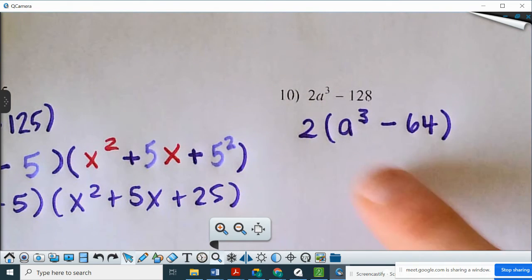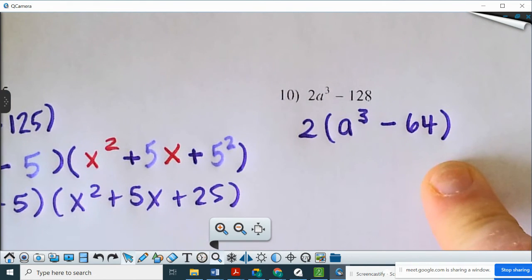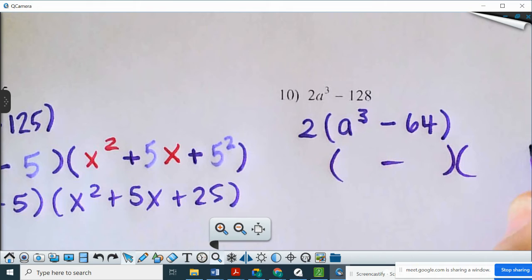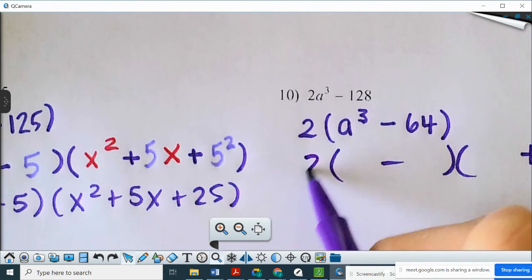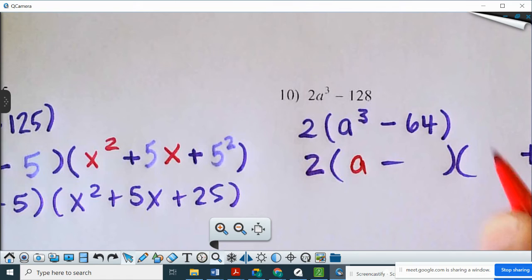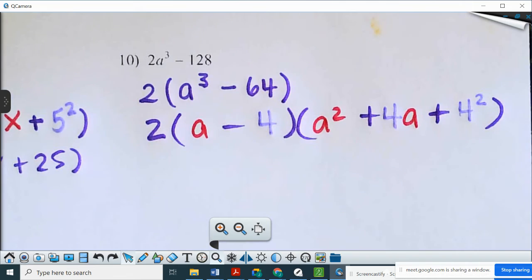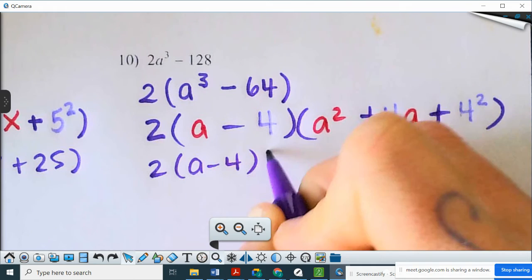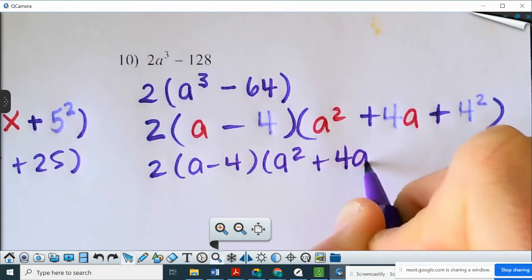And a cubed minus 64, I think we already did. We did a cubed plus 64. So minus, plus, same, opposite, always positive. We have our a squared, a. The cube root of 64 is 4. 4 squared. Yes, we did. We did it just right above it. Sorry. And I'm all the way off the page. My bad. And then, so 2 on the outside, a minus 4, a squared, plus 4a, plus 16.